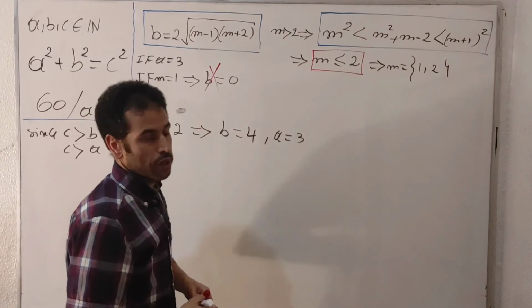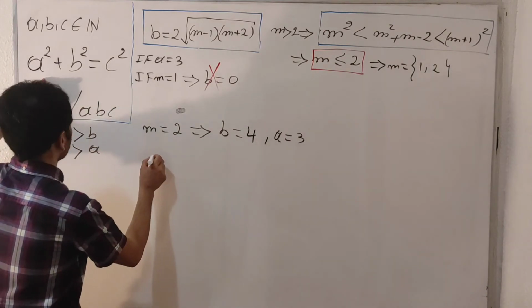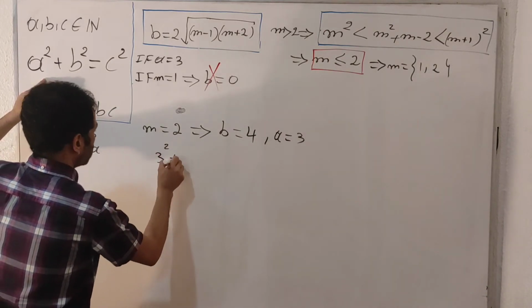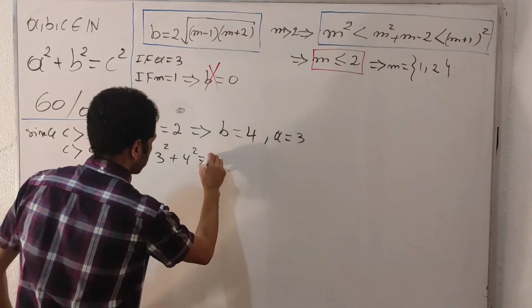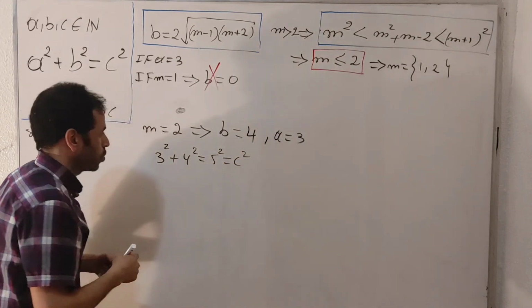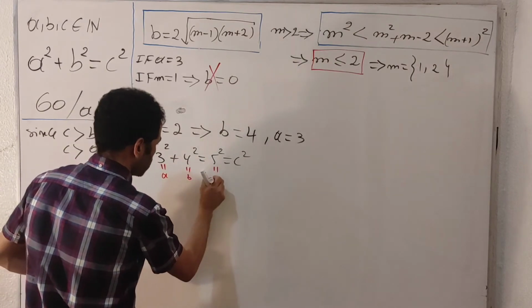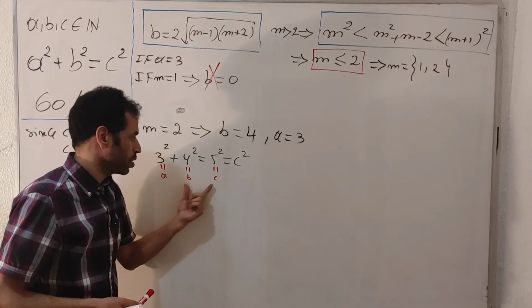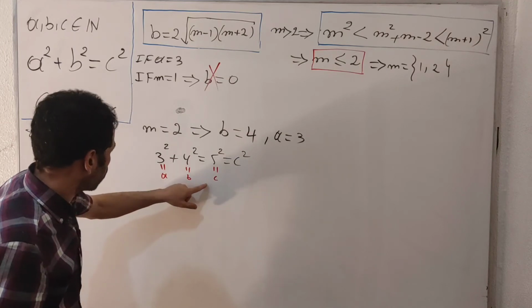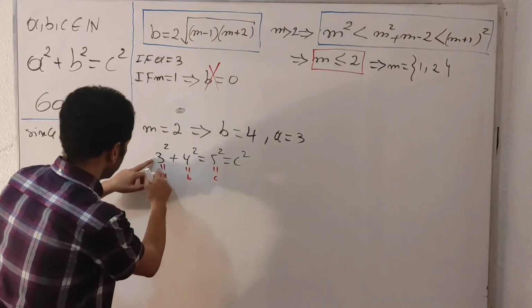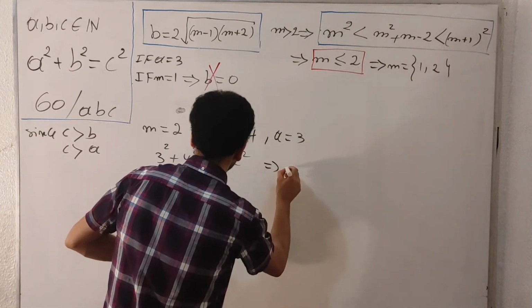B equals 4, and we already have a equals 3 by assumption. Now we are going to calculate c by replacing a and b into the original equation. So 3 squared, which is a squared, plus b squared, which is 4 squared, gives us 25, which is 5 squared, which equals c squared. This verifies our condition. So c is bigger than b is bigger than a, and if you take the product, a multiplied by b multiplied by c equals 60.